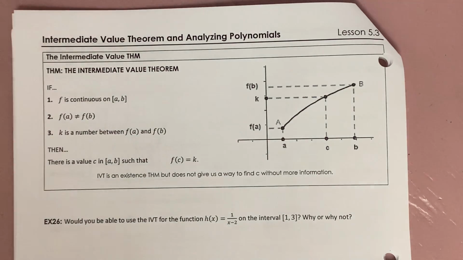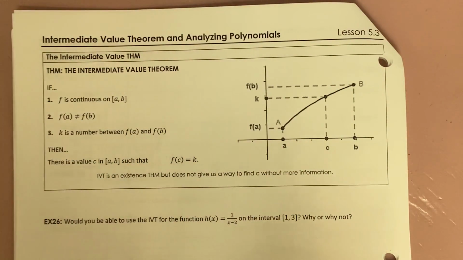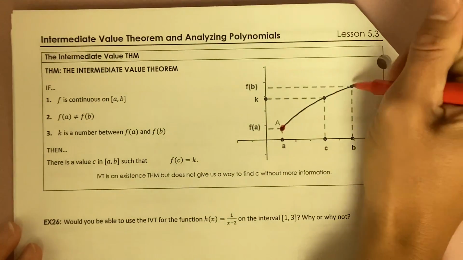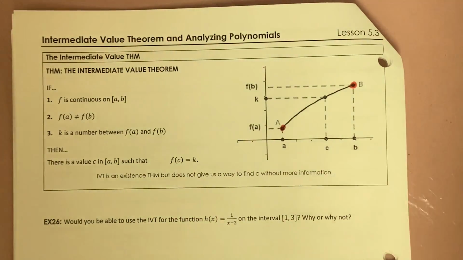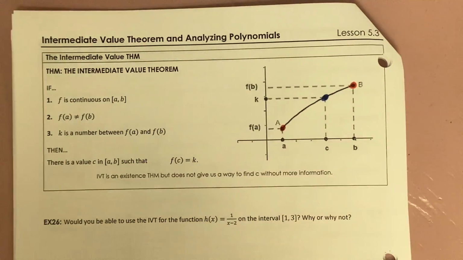So what the intermediate value theorem proves is it proves a point. So what it says is that if your function is continuous, so there's no jumps, there's no holes, there's no vertical asymptotes, so we have a continuous function, and your endpoints are not the same thing. So f of a, which is right here, and f of b, which is right here, all right, they're not the same. Then there is a number k, so k is right here, between f of a and f of b. All right, so it proves a point.